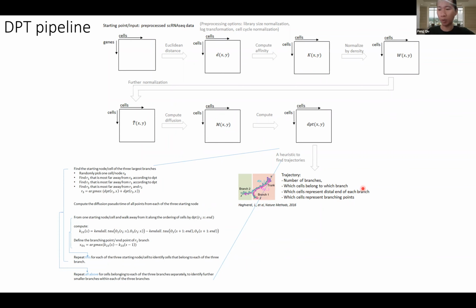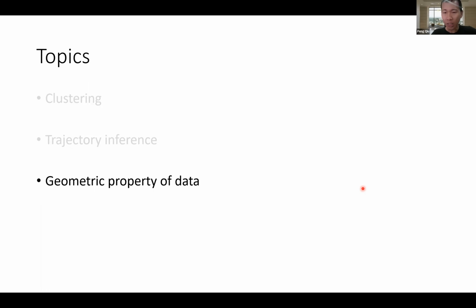All right, so now let me quickly jump to the next topic, the geometric property of data. I think it's going to take me another 10 minutes to do it. So let's just do it now.